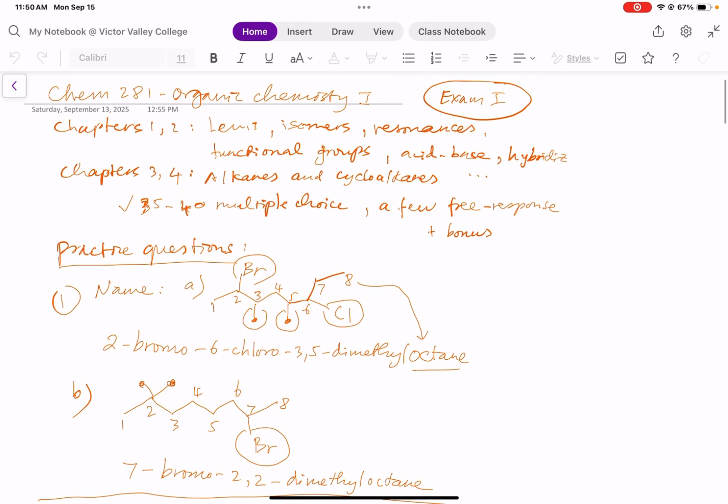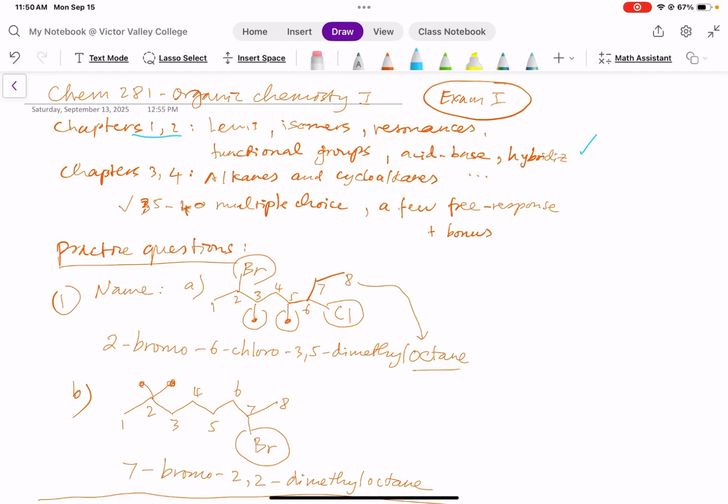Well, I already have everything written down, so we're just gonna go over them quickly. For exam one, so far we talked about Lewis structure, resonances, functional group, acid base, hybridizations, and all that. That's chapter one and chapter two. Chapter three and four, we got alkanes and cycloalkanes. The exam will be 35, 40 multiple choice, plus a few free response questions and bonus questions.